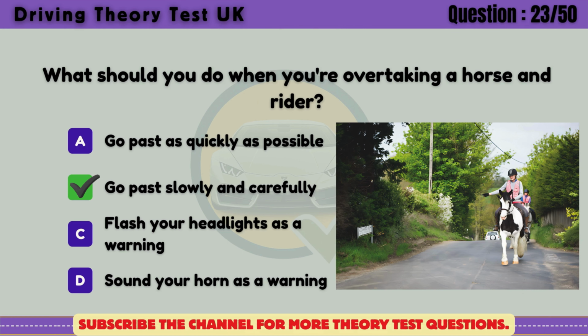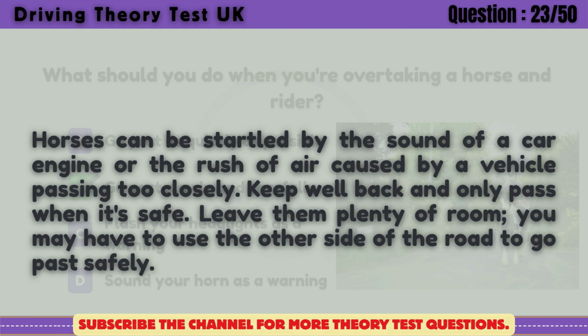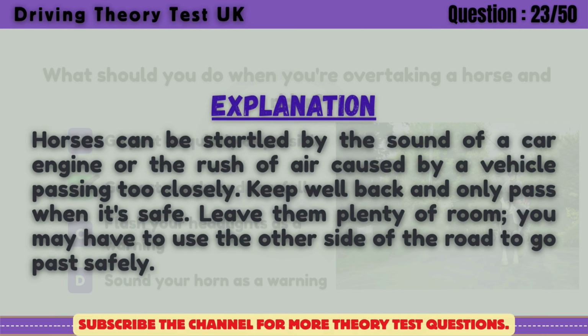Answer is B. Go past slowly and carefully. Horses can be startled by the sound of a car engine or the rush of air caused by a vehicle passing too closely. Keep well back and only pass when it's safe. Leave them plenty of room. You may have to use the other side of the road to go past safely.